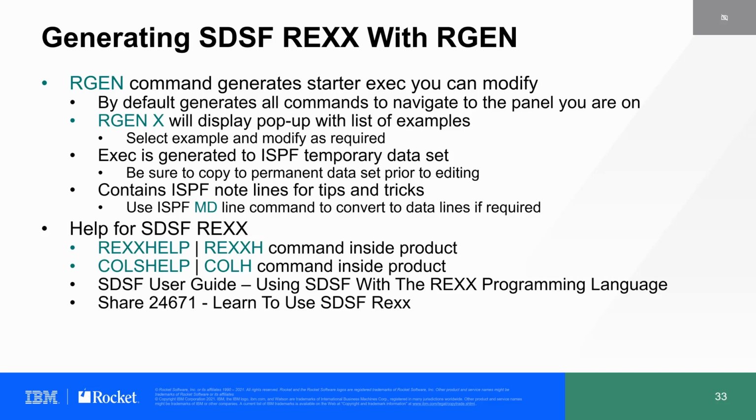Under the covers, the exec is generated to an ISPF temporary data set. So you can have a look at it, look at the comments, and you can turn certain comments into data lines if you want to use the ISPF MD command. But then you need to copy that to some sort of permanent data set before you end out of it. Otherwise, you're going to lose everything that you do. So it just gives you a starter set, you copy it out, and then you go away and test it and revise as required.